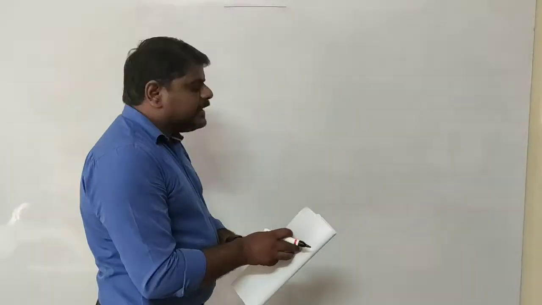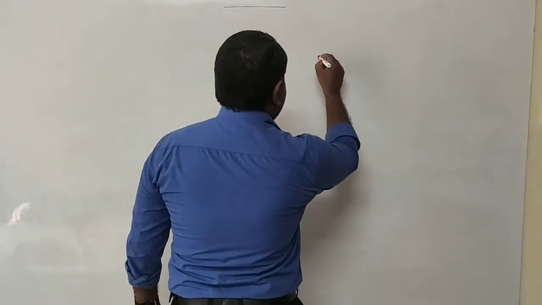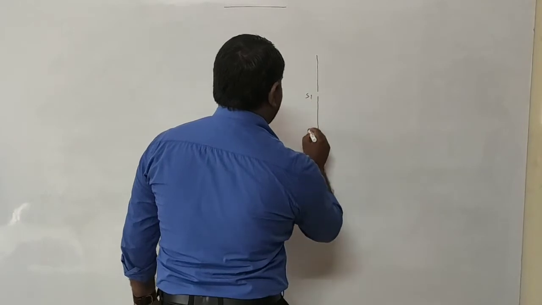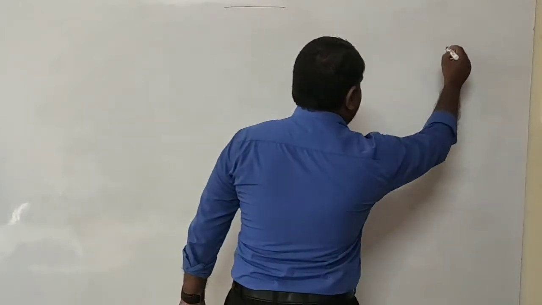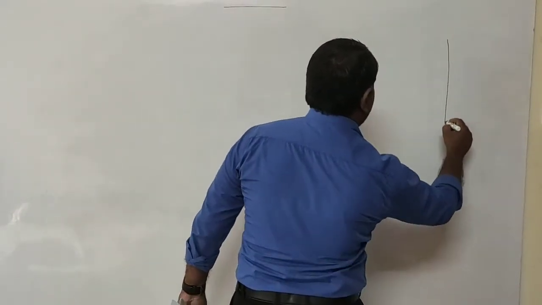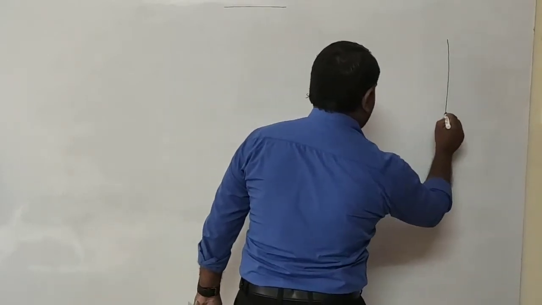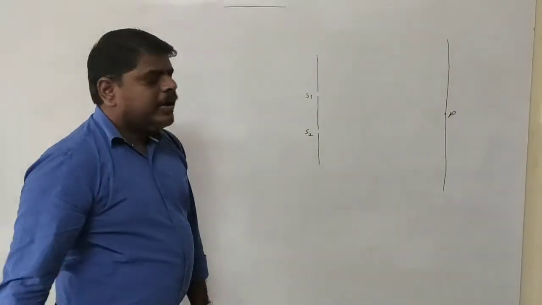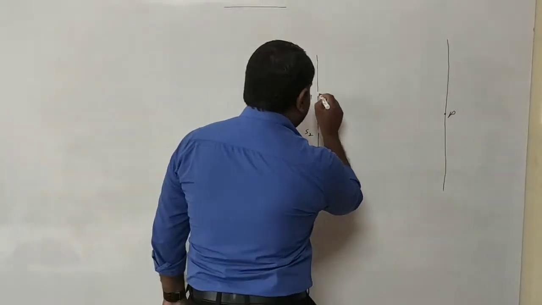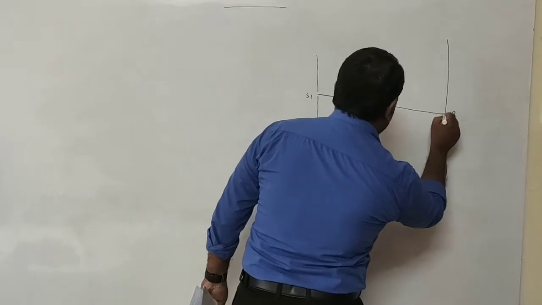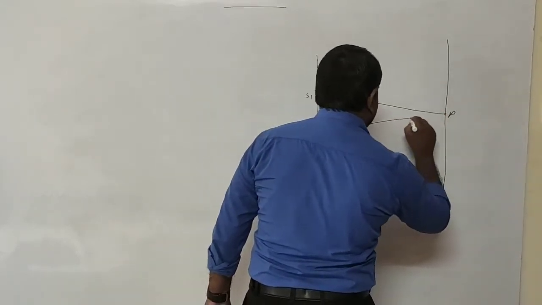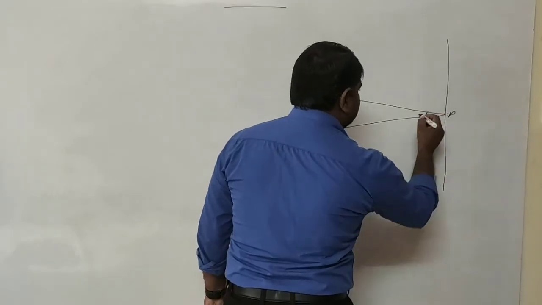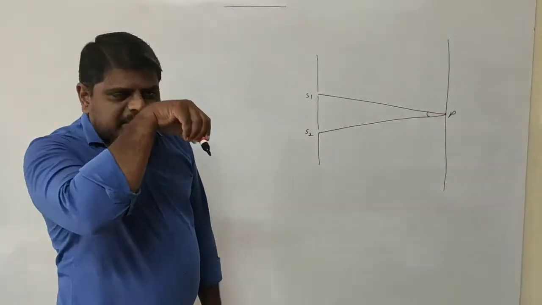Referring to the slits given to you, these are the 2 slits. This is S1 and this is S2. And here the screen is there. On the screen, exactly at point P, you are going to have the bright band. The light from S1 is going to reach point P, and the light from S2 is also going to reach point P. And here the angle is given as theta.